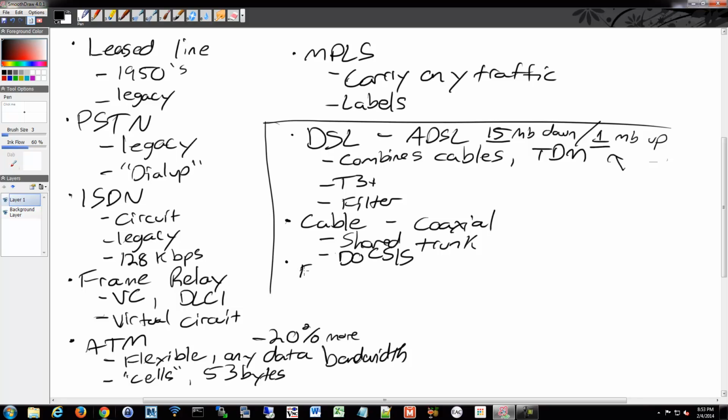There's also fiber, which is becoming more and more popular, such as Google Fiber, which is the new thing in, what is that, Kansas City and Austin now and other places. And then Verizon has a huge rollout that they've done throughout many areas, and other providers are also starting to do that as well.